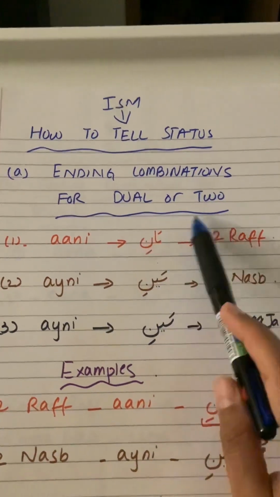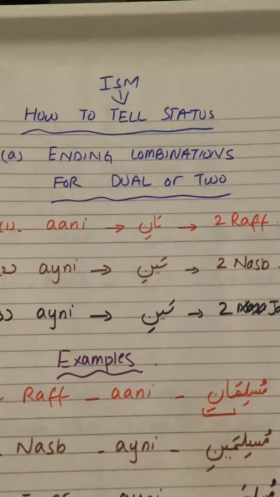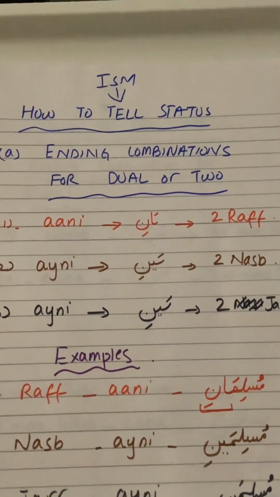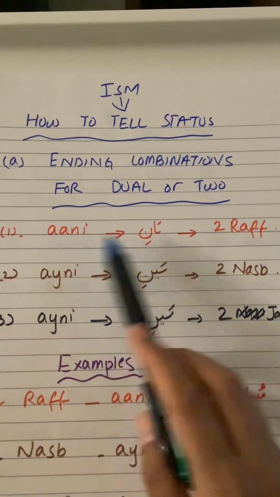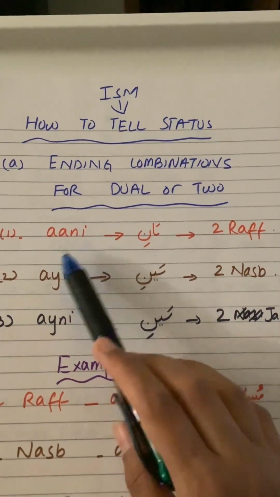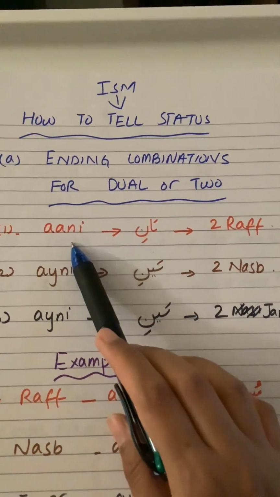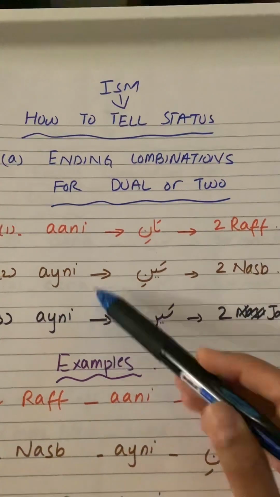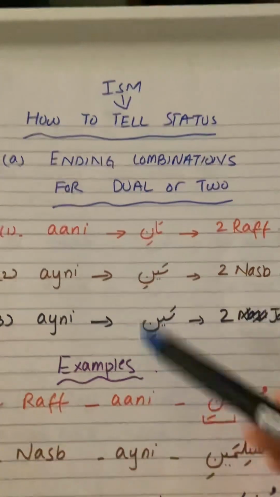So, ending combinations for dual, or two. Which combinations are there, which when we hear, we'll know that it's a dual? We're talking about two. The first one is ani, like Muslimani. If you hear the sound ani, that means it's two rafa. And to make things easier, the nasb and jar combinations are the same.